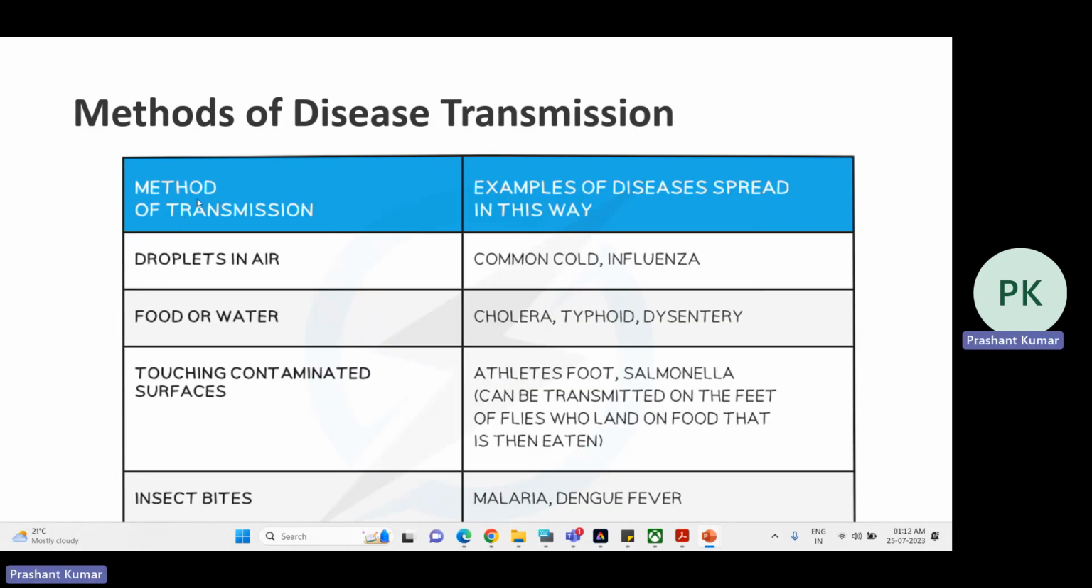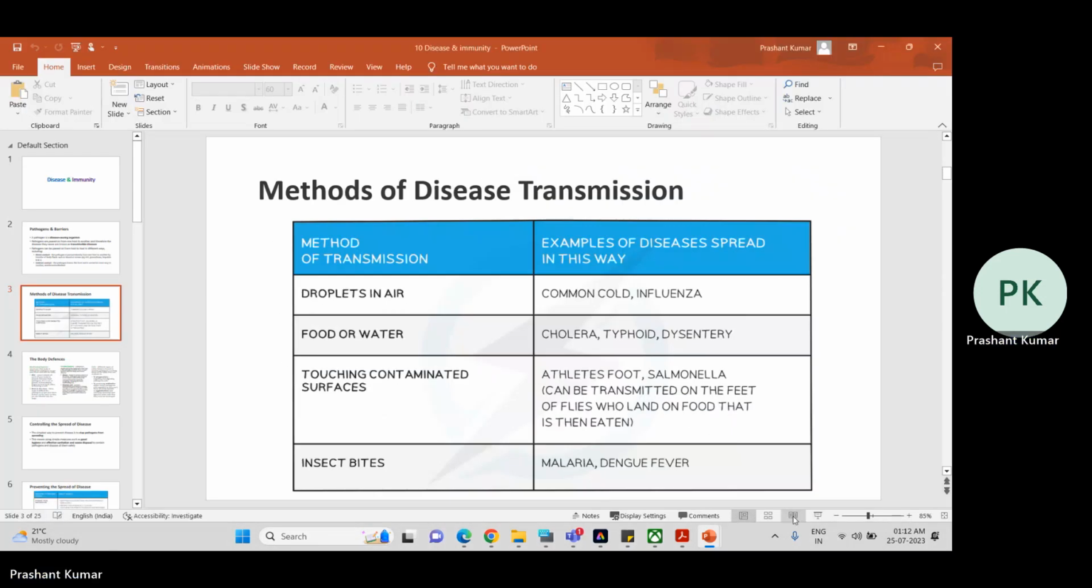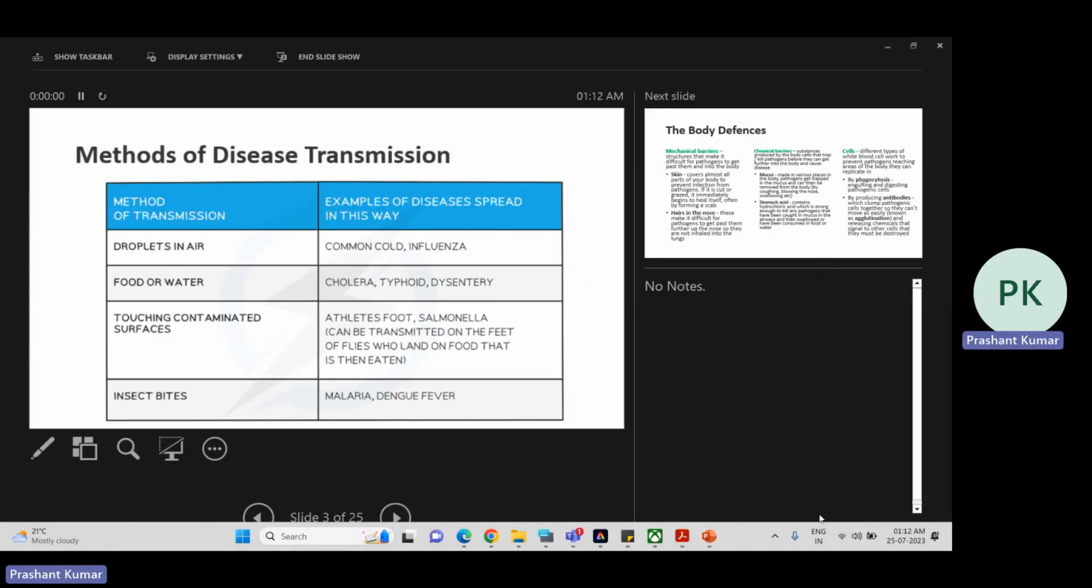This is important. Methods of transmission: droplets in air, like common cold, influenza, very common examples. Food or water: cholera, typhoid, dysentery. Touching a contaminated surface: athlete's foot, salmonella. These are transmissible through surface to surface. Insect bite: malaria, or you can say dengue fever. So these are transmissible diseases.